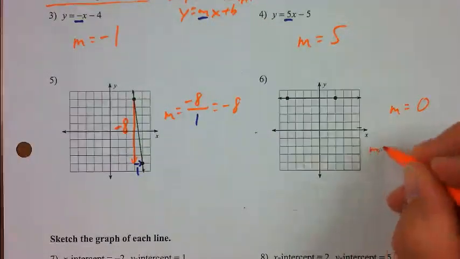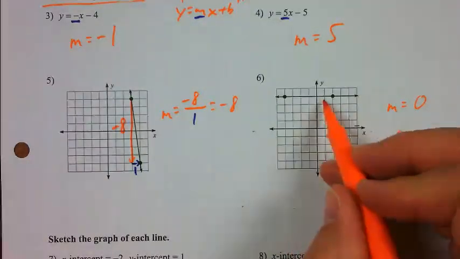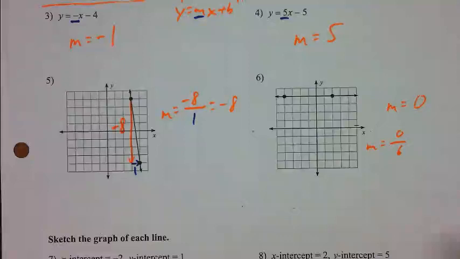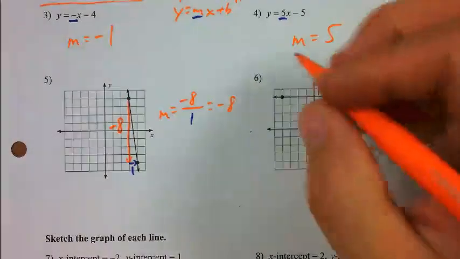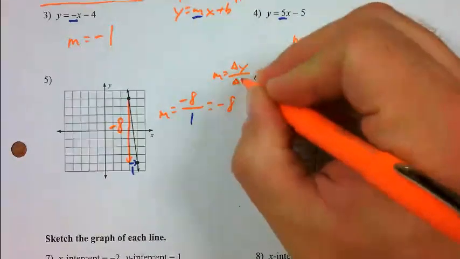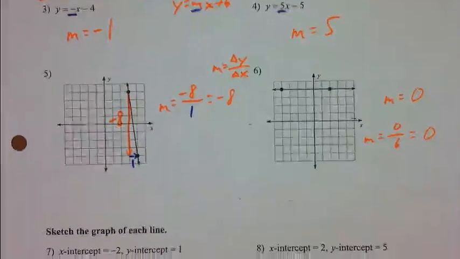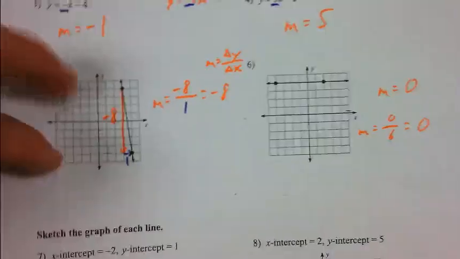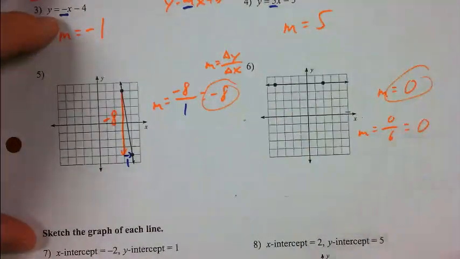So I could have said 0, and then I had a change of 1, 2, 3, 4, 5, 6 on bottom. But 0 divided by any number is just 0. If we're given a graph, all we have to do is identify the slope as the change in y over the change in x. All right, so those are our final answers there: -8 and 0.